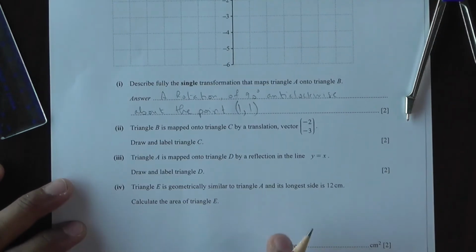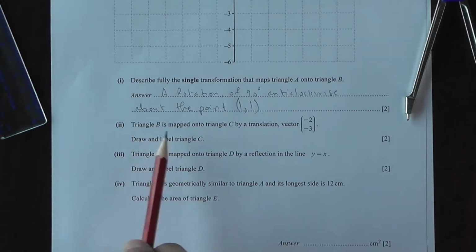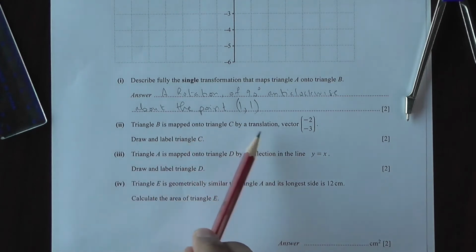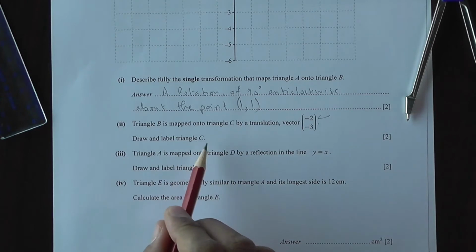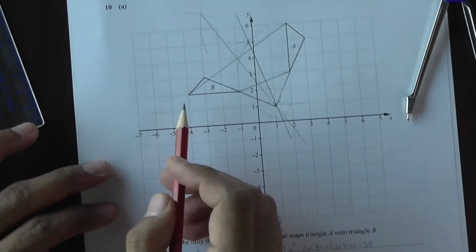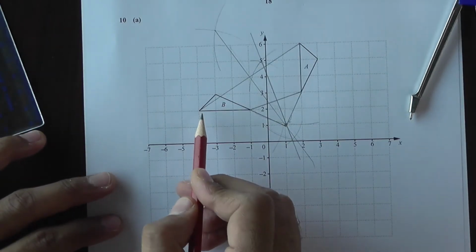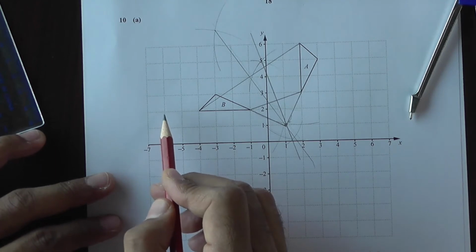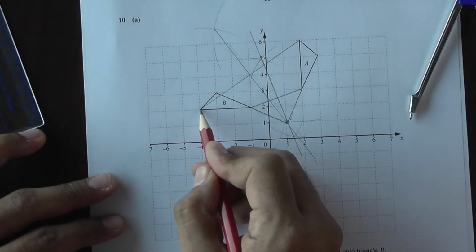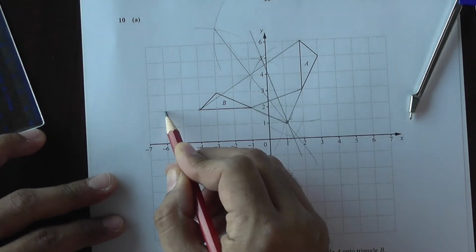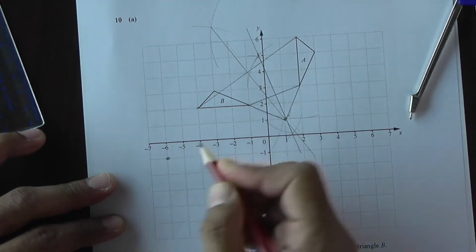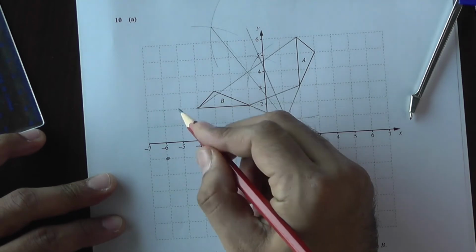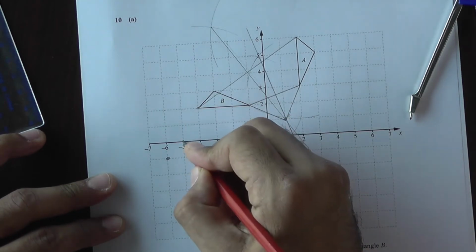Okay, the next part says triangle B is mapped onto triangle C by a translation vector (-2, -3). Draw and label triangle C. So we have to move every point in B to the left 2 points and then down 3 points. So if we move this point, it goes 1, 2 points to the left, and 1, 2, 3 points down. Over here, it comes over here. Then this point, 1, 2 and 1, 2, 3, comes over here.